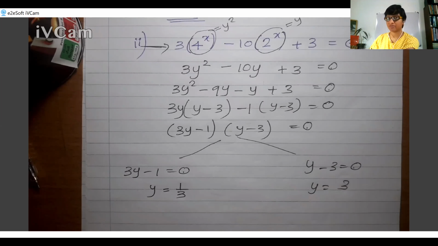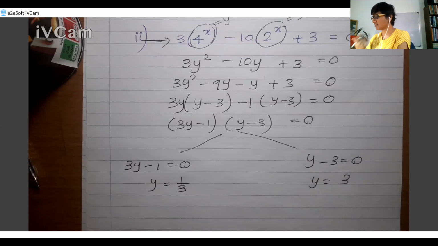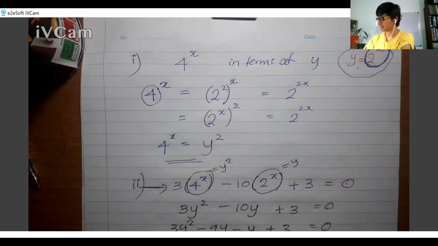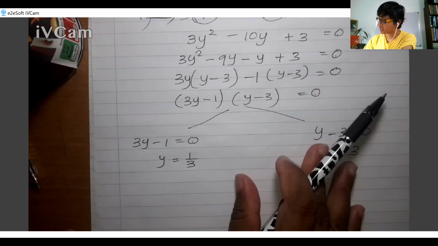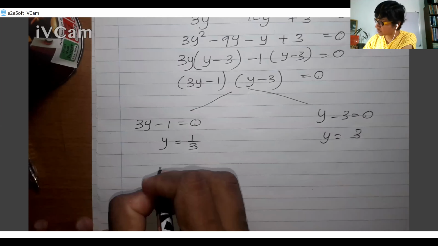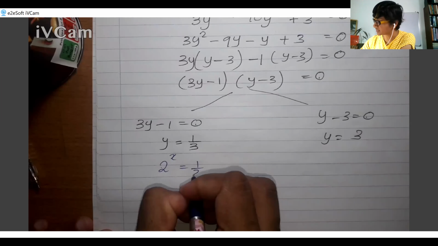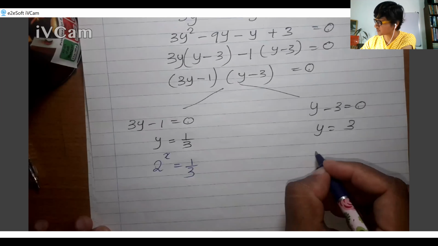Now we are solving for x. So what is y? Y is 2 to the power of x. Let me bring that here. Y is 2 to the power of x, so 2 to the power of x is equal to 1/3. I have to solve two equations here. This is 2 to the power of x equals 3.